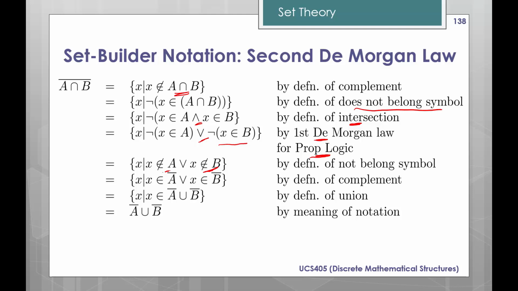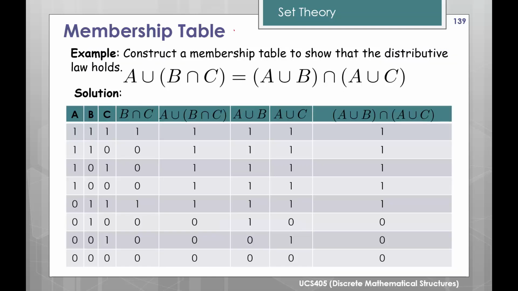So X does not belong to A or X does not belong to B, that is, X belongs to A bar. By the definition of complement, X belongs to A bar or X belongs to B bar. By the definition of union, X belongs to A bar union B bar. Now by the set builder notation, what is the final answer? A bar union B bar. So hence proved. Moving to the third, that is the membership table.